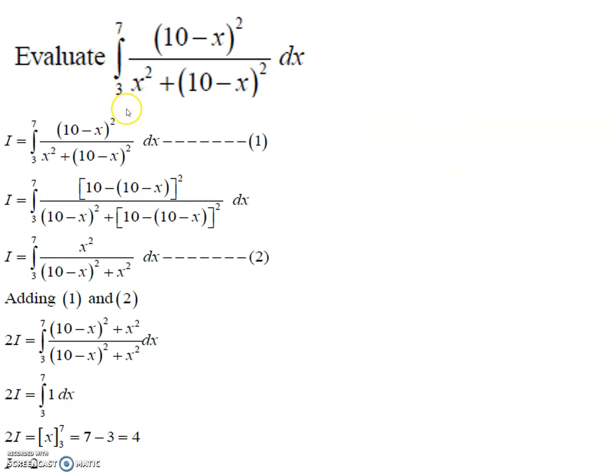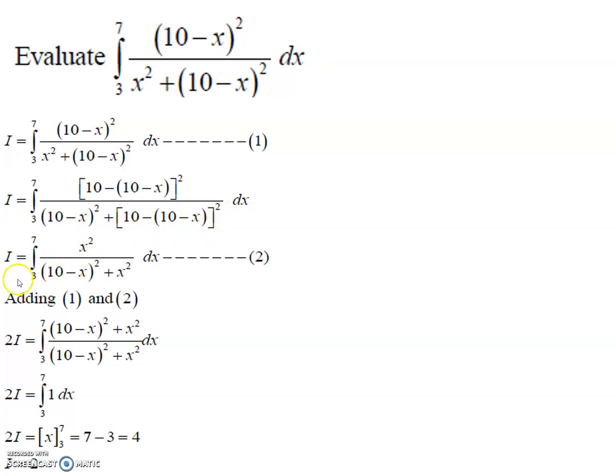Now we have to take the integration from 3 to 7 of (10 minus x) whole bracket square upon x square plus (10 minus x) whole bracket square dx. So we have the format. I is equal to lower limit 3, upper limit 7, (10 minus x) whole bracket square upon x square plus (10 minus x). Instead of x, we have to put 10 minus x, because 7 plus 3 is 10. So (10 minus x) whole bracket square.